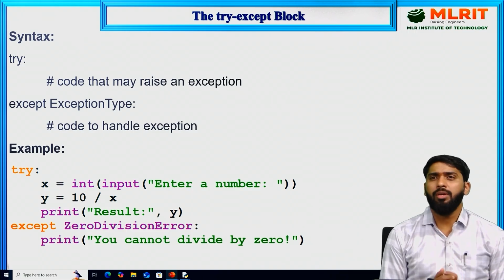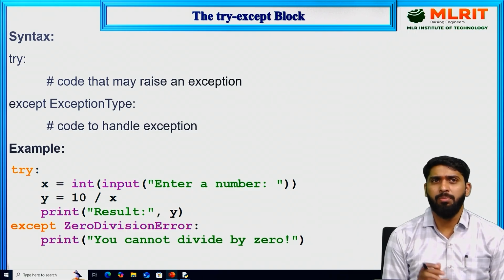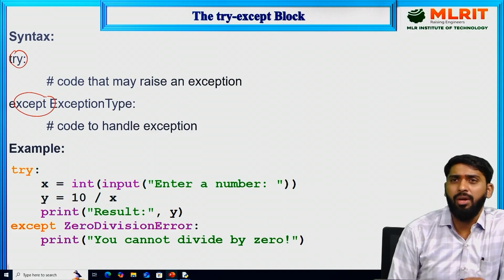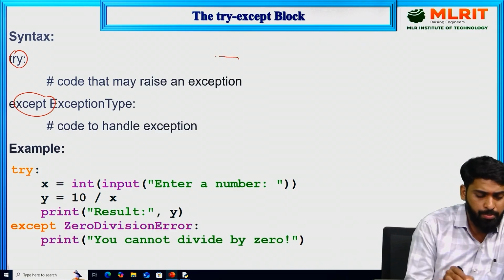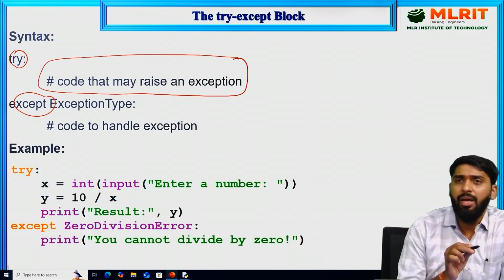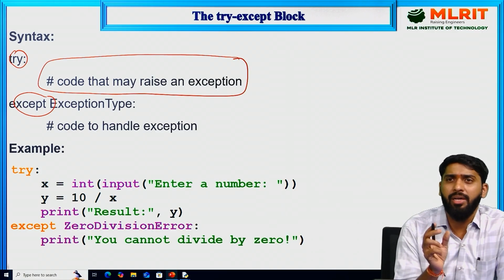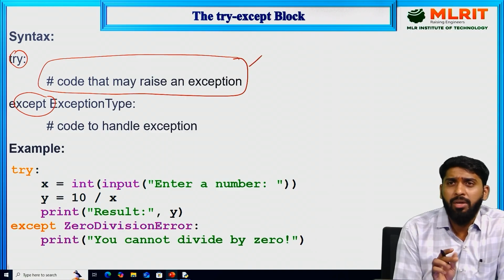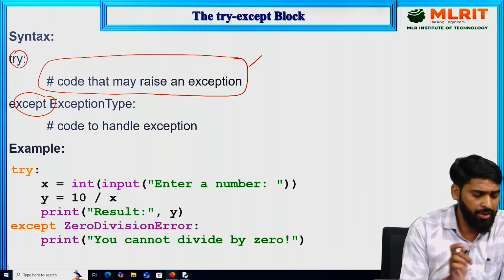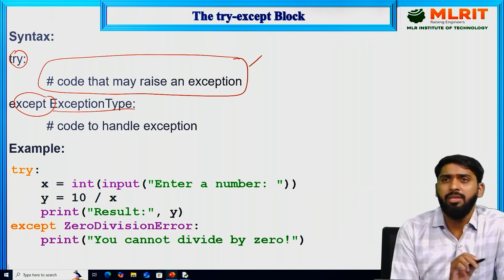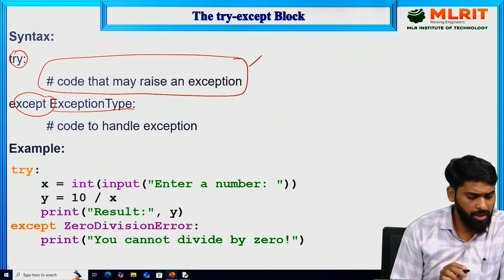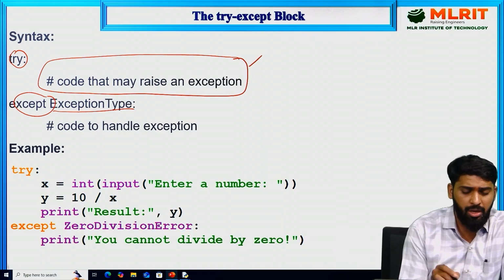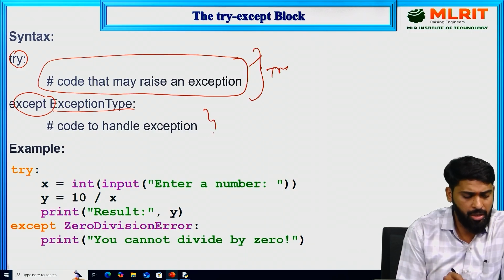Now, how do we overcome these exceptions? By using the try except block. In the try block, we write the code where we are expecting some exception. Based on the expected exceptions, we can write the exception type in the except block. This is the syntax for the try except block: this is the try block, and this is the except block.